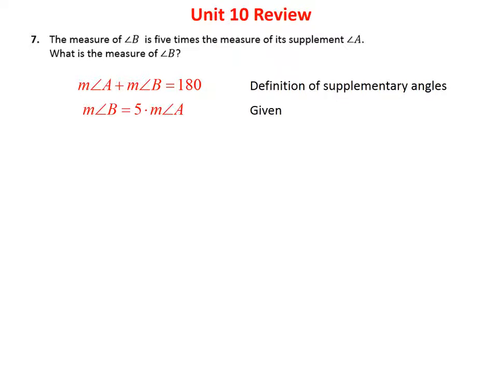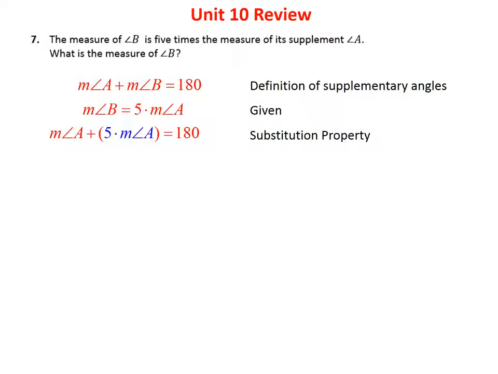The other thing we know is that measure B equals 5 times the measure of A. So what I want to do is use this information and substitute the value for B into the first equation. Notice the measure of A plus, instead of measure B, I put in 5 times the measure of angle A. That equals 180.